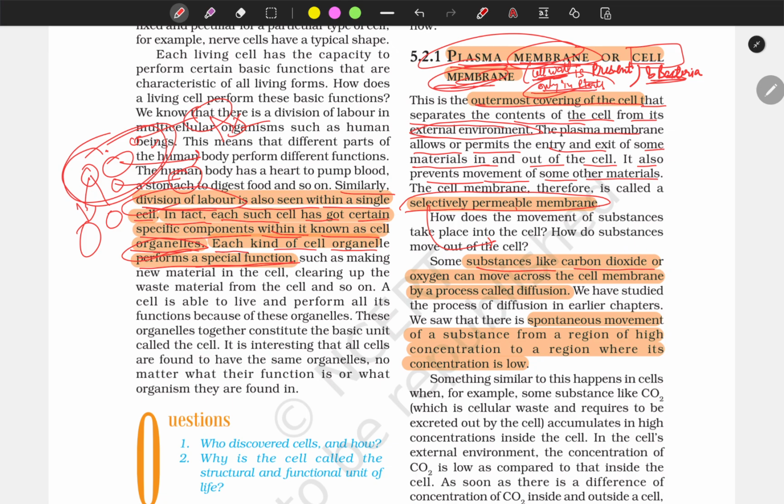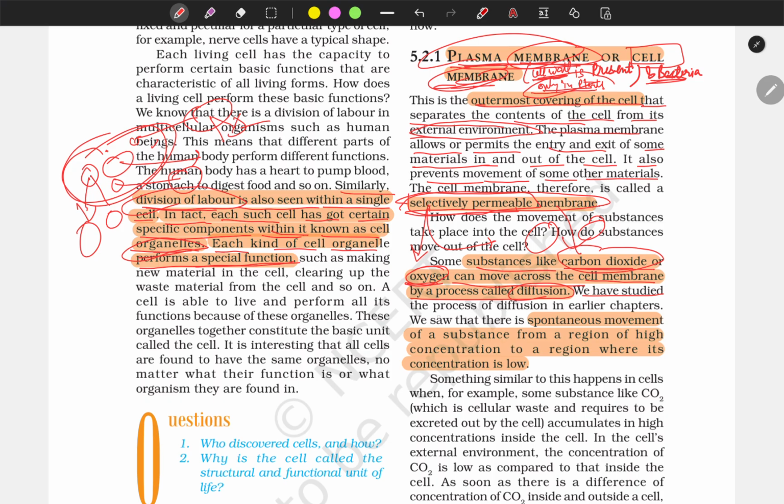Substances like carbon dioxide and oxygen, which are important for the functioning of the whole system inside the cell, can move across the cell membrane by the process of diffusion. Other major things cannot go outside or inside of the cell membrane. That is why it selectively permits some types of molecules, and this is why it is called a selectively permeable membrane.